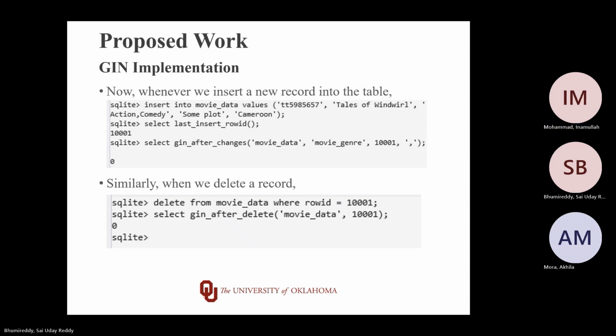And similarly, when we delete a record, you need to know the row ID of the record you're going to delete. So we did it manually here, but they should be triggered automatically whenever some change occurs in the table. So for that, we need to integrate these with a query planner. We tried to simulate this using triggers, but it looks like you can't invoke a user-defined function in triggers if it is modifying any tables. So that's the reason we haven't implemented it. And now Akhila will continue with the BRIN implementation.